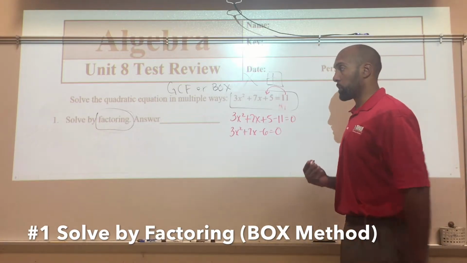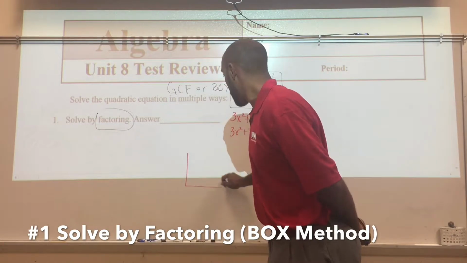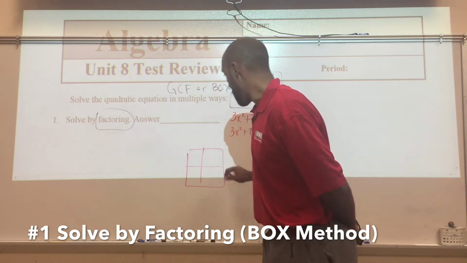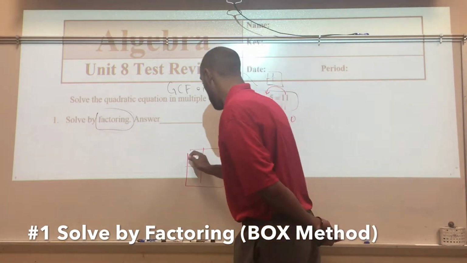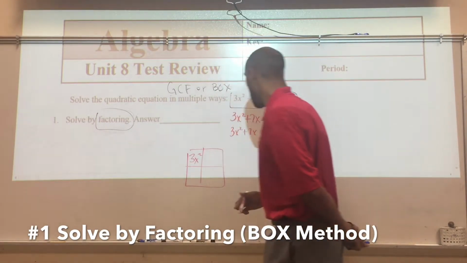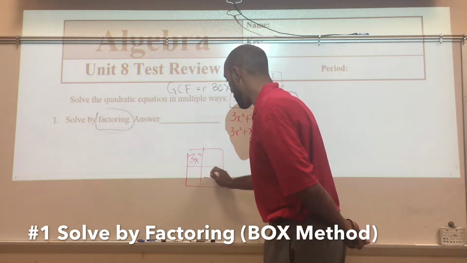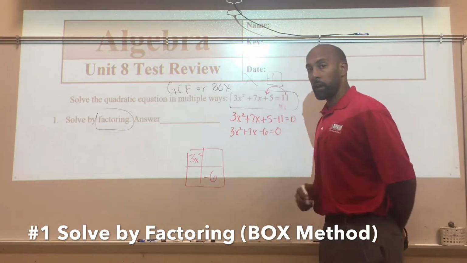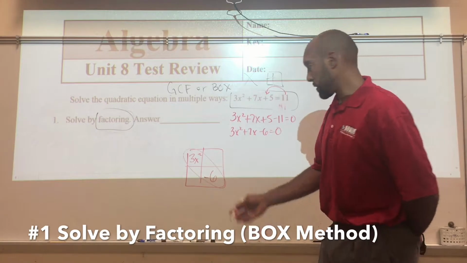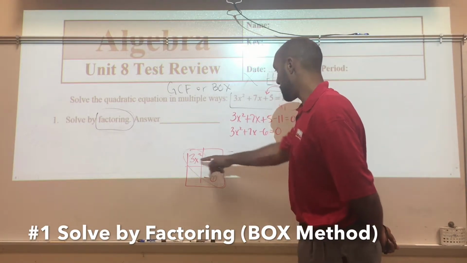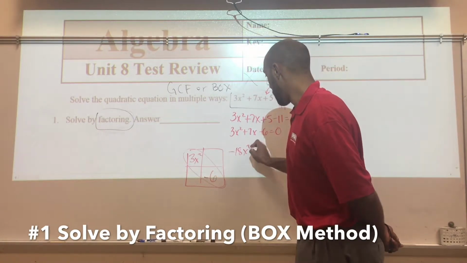Okay, so the first thing we want to do is I'm going to set up my box. And remember that your first term goes in the first box. Your last term goes in the last box. Okay? And remember, you're going to take these two terms, multiply them times each other, and that number goes here. So 3 times negative 6, negative 18, times x squared.